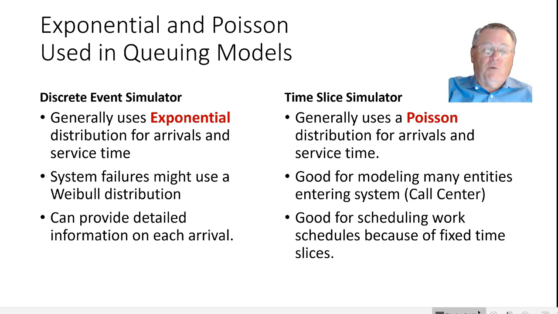Why are these distributions important? Well, they're used in queuing models. And there's two types of queuing models. One's a discrete event simulator, which uses the exponential typically for arrivals and service times. And the other is the time slice simulator, which generally uses the Poisson for both the arrivals and the service time. So I don't want to go into queuing models too much. I really just want to compare the two distributions. So let's flip over to a model and see how we can compare those two distributions.